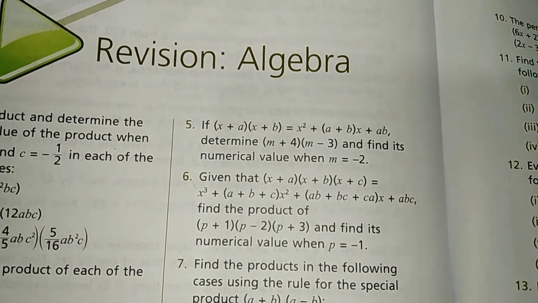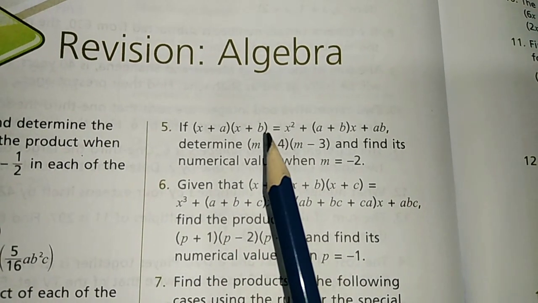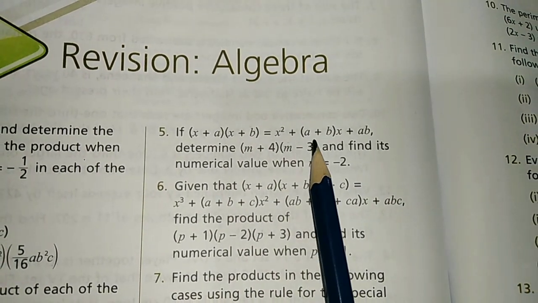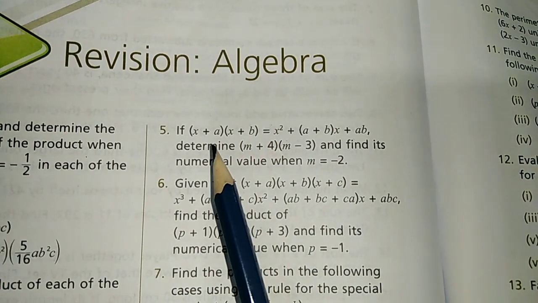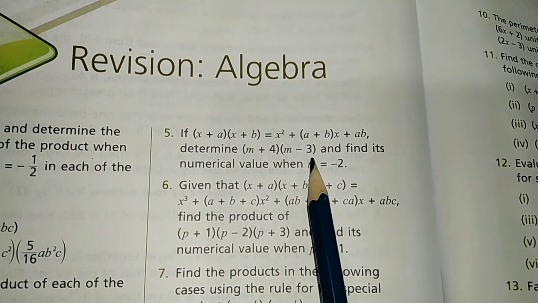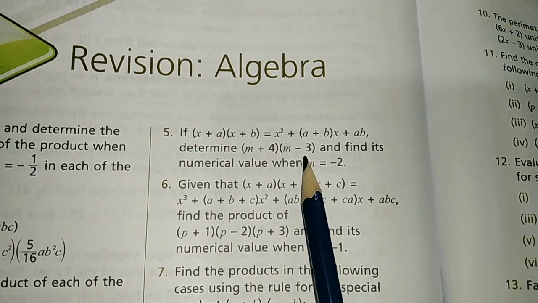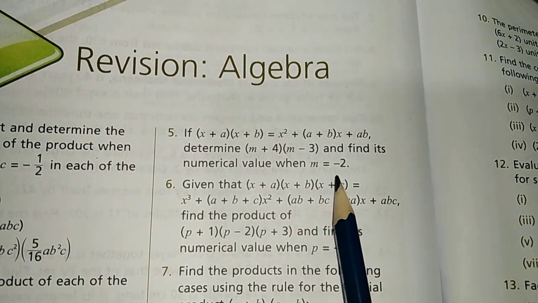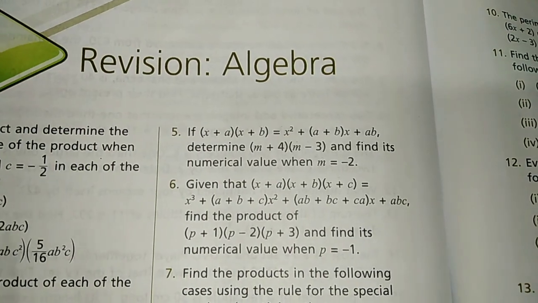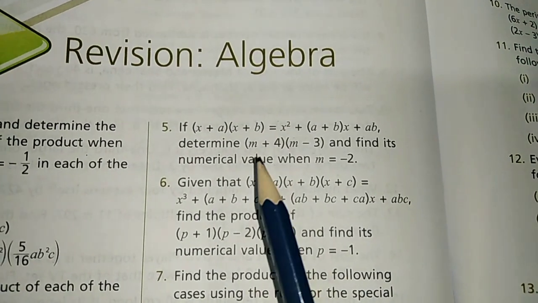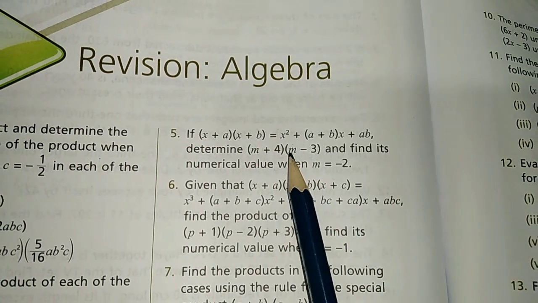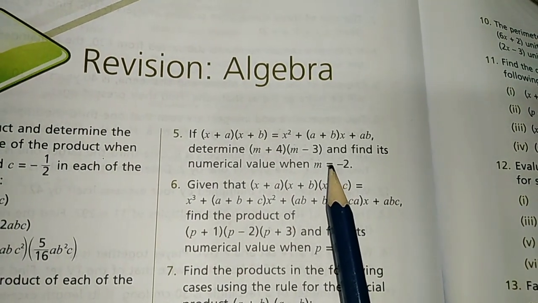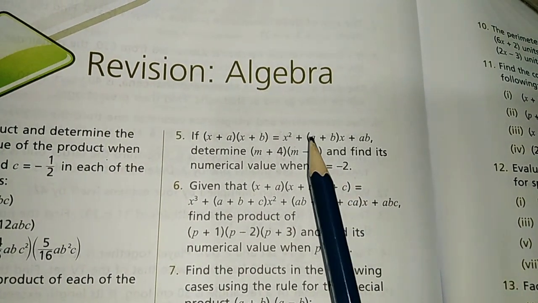Question number 5 is, if x plus a times x plus b equals x square plus a plus b times x plus ab. This is the formula that is given in the question. So we have to determine m plus 4 times m minus 3 according to this formula and find its numerical value when m equals minus 2. So simply we have to put the given formula for this product, and then we have to put the numerical value m equals minus 2 to get the numerical value of this product.